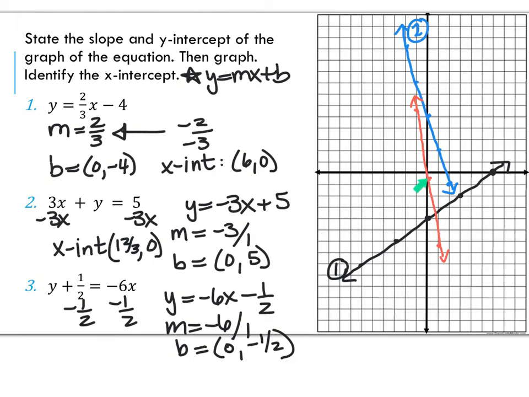Because it crosses the y-axis here at (0, -1/2). So it can't cross at (0, 0). It can't cross at 2 spots on the y-axis, or it won't be a line. So it's just barely into the negative.